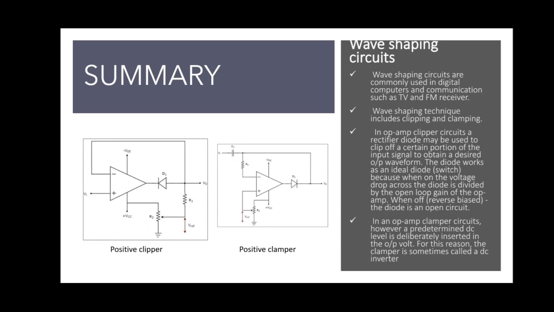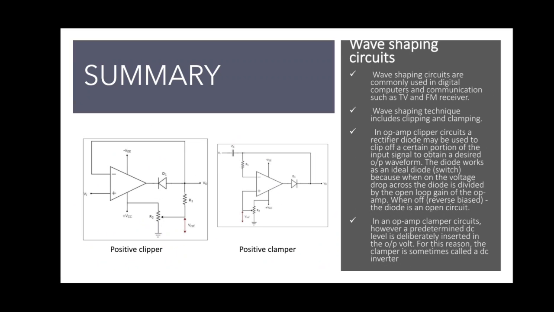Wave shaping circuits. Wave shaping circuits are commonly used in digital computers and communications such as TV and FM receivers. Wave shaping techniques include clipping and clamping. In op-amp clipper circuits, a rectifier diode may be used to clip off a certain portion of the input signal to obtain a desired output waveform.